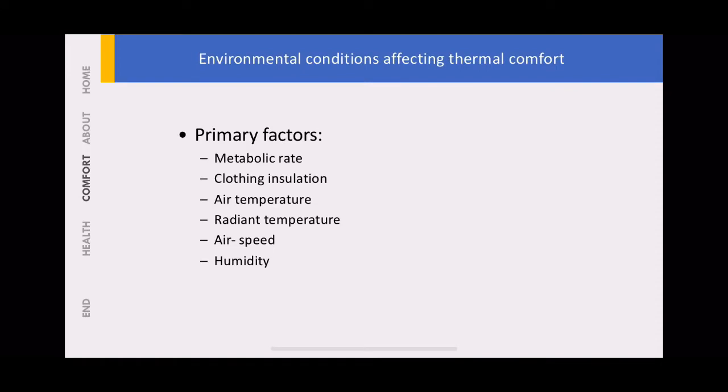Now, the environmental conditions that affect thermal comfort have a few primary factors. We have metabolic rate, clothing insulation, air temperature, radiant temperature, air speed, and humidity. The first one, metabolic rate, will discuss what kind of activities a person does, the personal factors inside that room, right? Are you in a gym? Are you in a classroom? Are you in your bedroom? Are you in the dining room? What are the activities happening for the person who's staying inside that place?